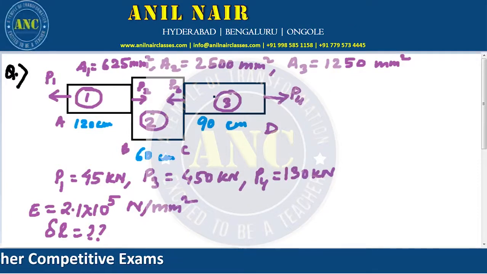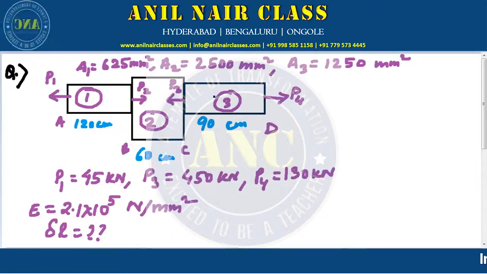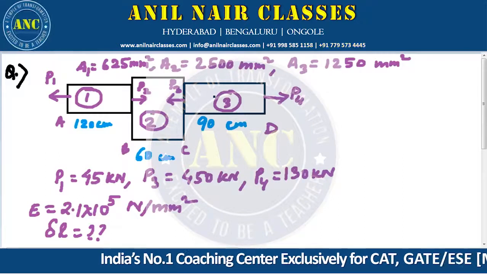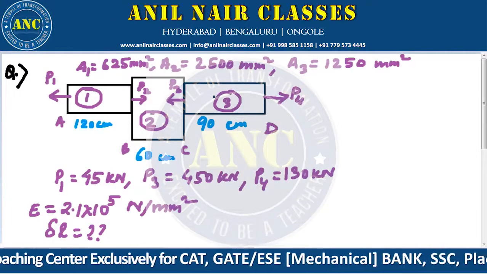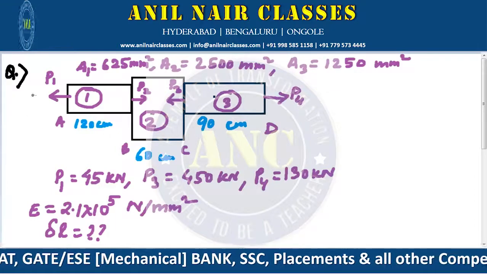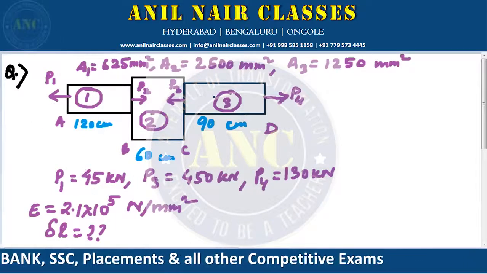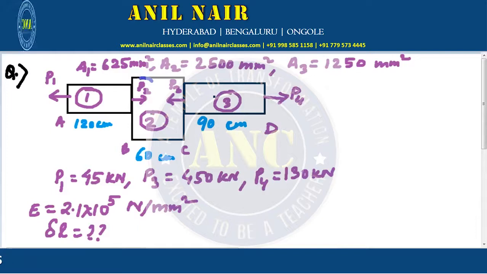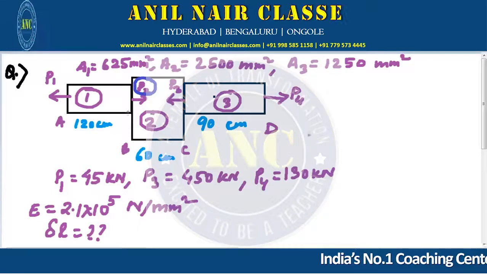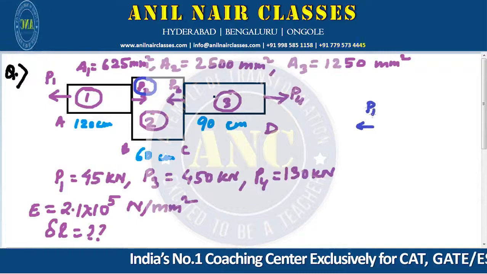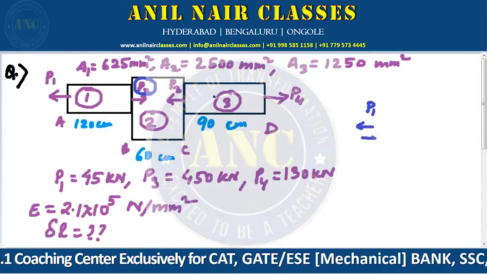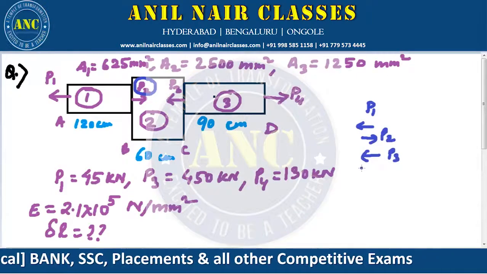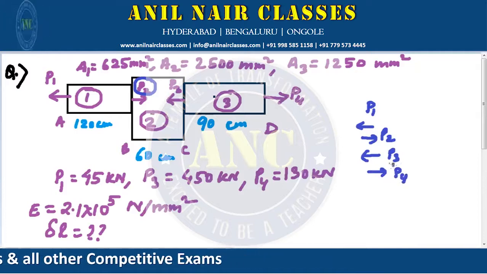Okay, so since it is asking for sections 1, 2 and 3, based on what we did yesterday we'll go with the same concept. First of all, we have to individually distribute the parts, but we don't know all the forces. We know P1, P3, P4, but we don't know P2. So how can we do this? If you see this, P1 is going towards left, P2 is going right, P3 is going left, P4 is going right.